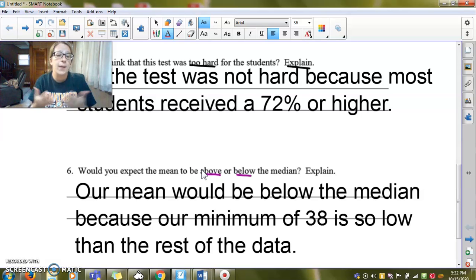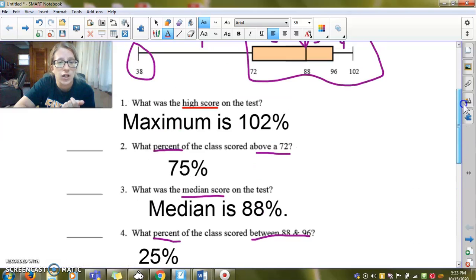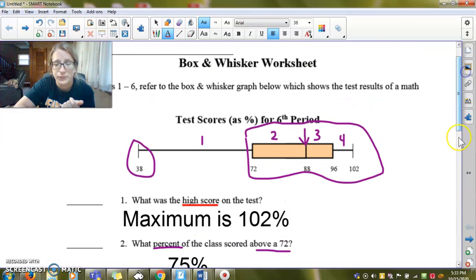So sometimes that happens. If you have to count a number that is way off in comparison to the rest of the data, it will sometimes, actually most of the time, affect your mean when you are doing your calculations. It won't match up to the median. So in that case, this is our example for number 1.